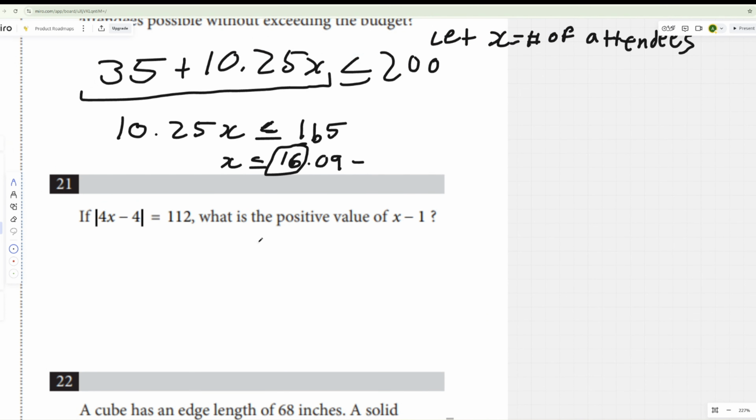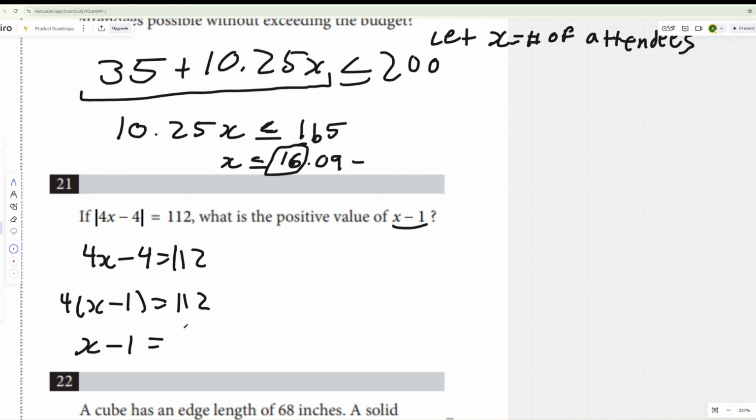If the absolute value of 4x minus 4 equals 112, what is the positive value of x minus 1? Okay. Here you can basically just, I don't want to say ignore the absolute value sign, but you can. You get 4x minus 4 equals 112. First thing I noticed, you can factor out the 4 to get x minus 1. 4 times x minus 1 equals 112. So divide both sides by 4. I get 112 over 4, which is equal to 28. So x minus 1 equals 28. What is the positive value of x minus 1? Boom. We just solved it.